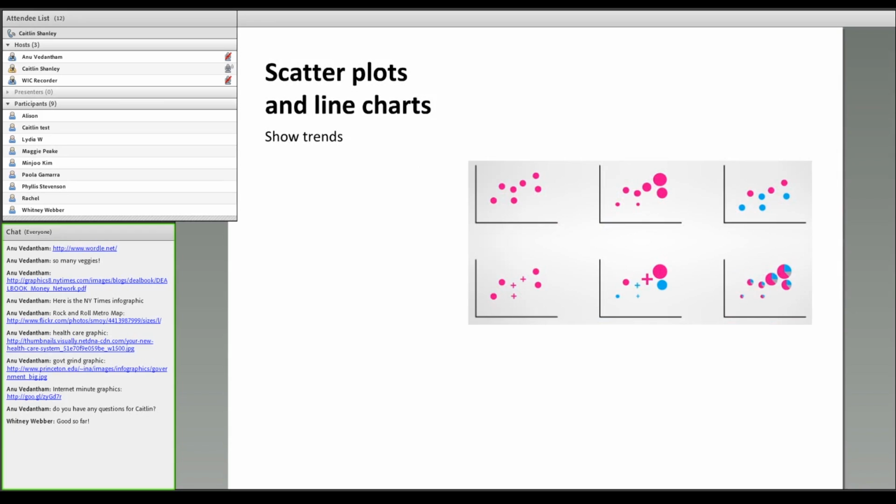Scatter plots and line charts. This is an illustration of a scatter plot. A line chart is basically a scatter plot where those points are connected to each other. This is a good way to show a trend. If you notice trends in your data, this is a really simple way to illustrate that.